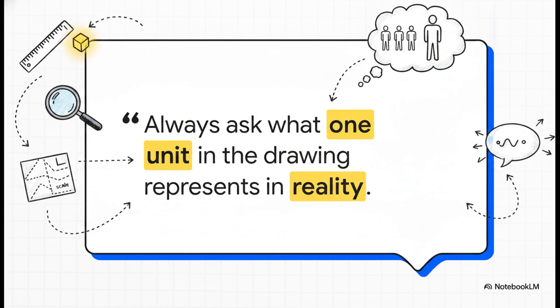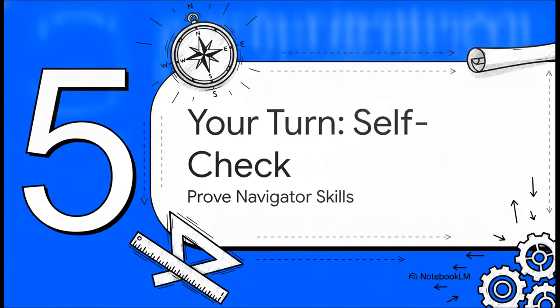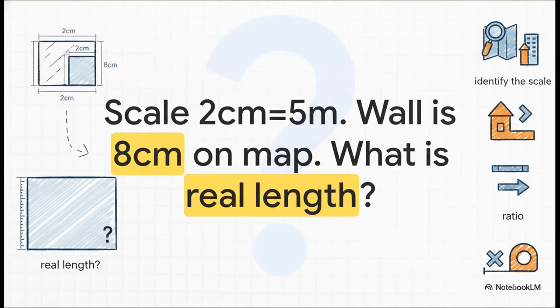Okay, Section 5. Your turn. A quick self-check to prove your navigator skills. All right, we have walked through the mechanics, we've covered the pitfalls. Now it's time to prove your brand new designer skills. Here's your Unit 6 practice problem. A drawing uses a scale of 2 centimeters equals 5 meters. If a wall is 8 centimeters on the drawing, how long is the wall in real life?